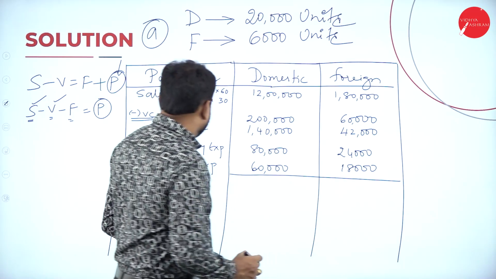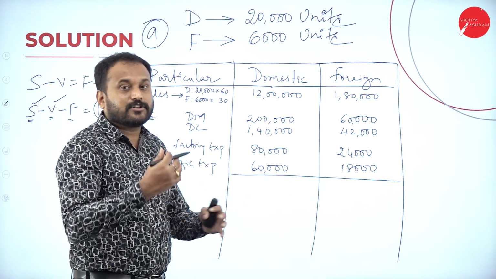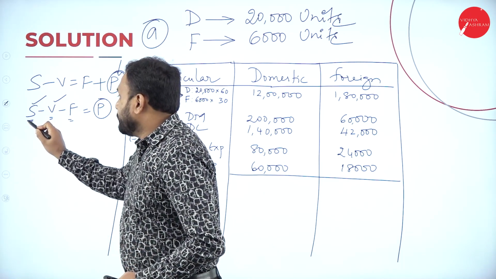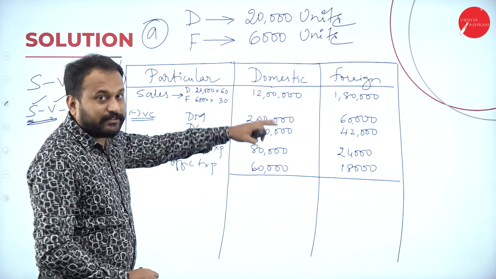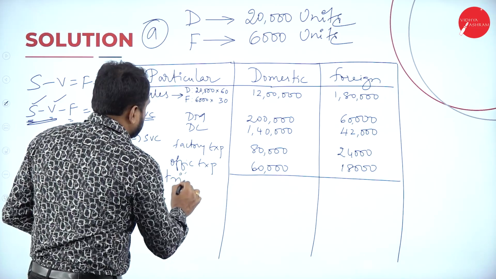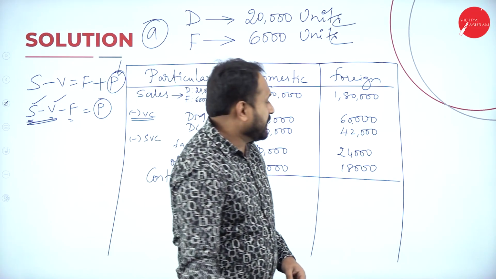So what is that? My variable cost and semi-variable cost, both together, is called total variable cost. My variable cost here is done. So I'm done with S minus V here. Now I'll calculate. Whatever I get, that is called my contribution. What is that called as? Contribution.